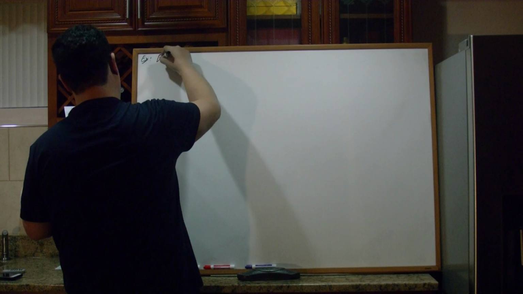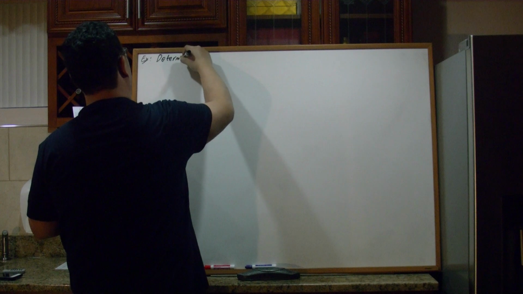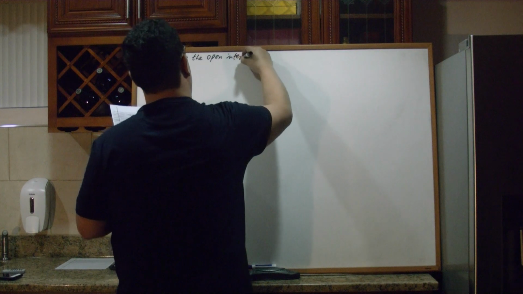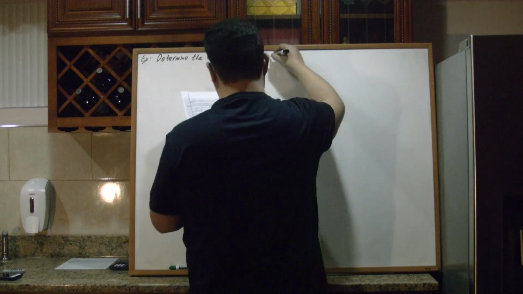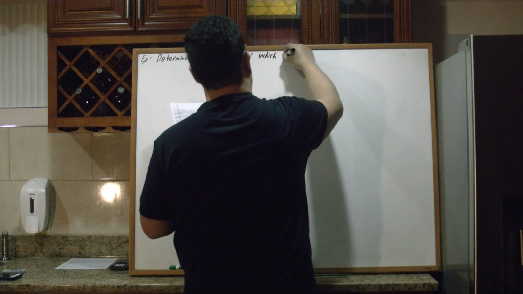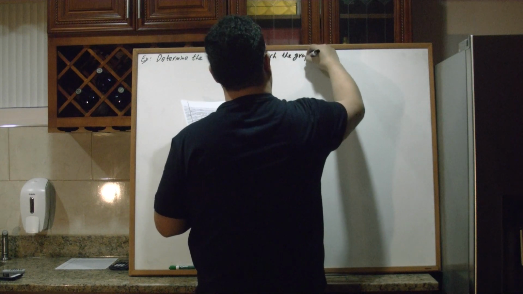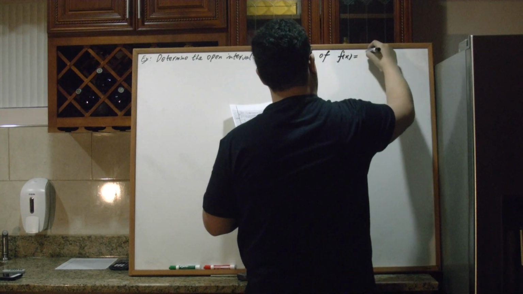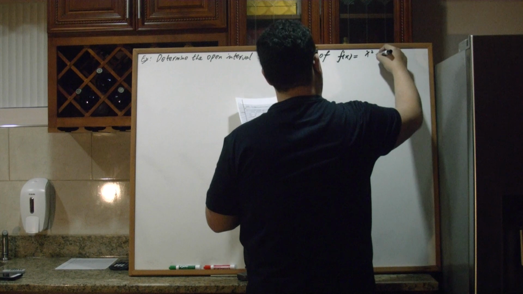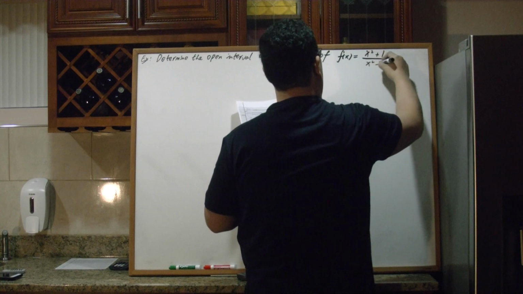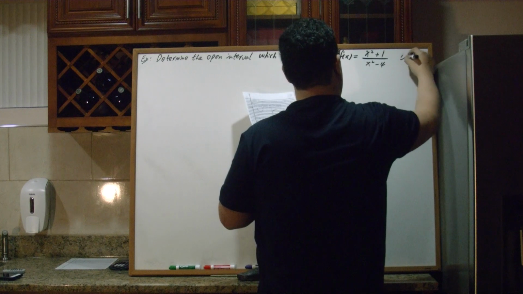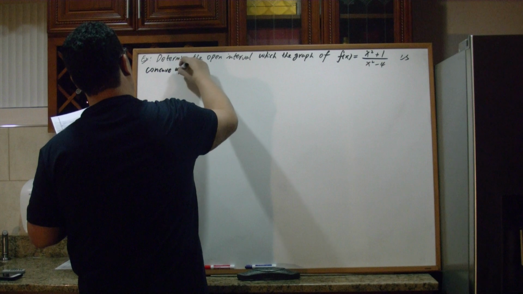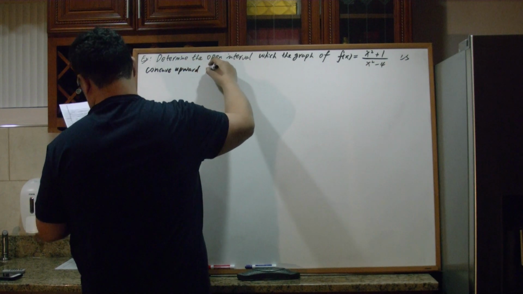For the rational function, determine the open intervals on which the graph of f of x equals x squared plus 1 over x squared minus 4 is concave upward or concave downward.